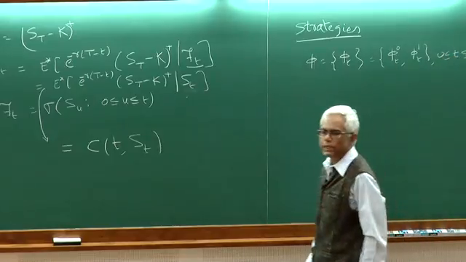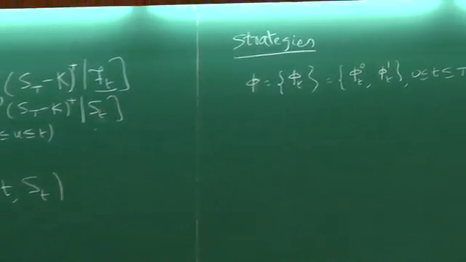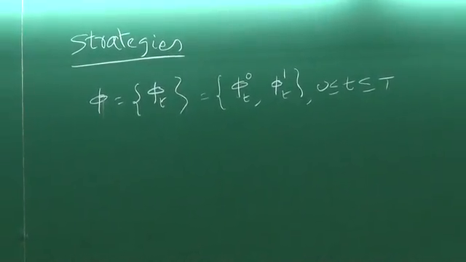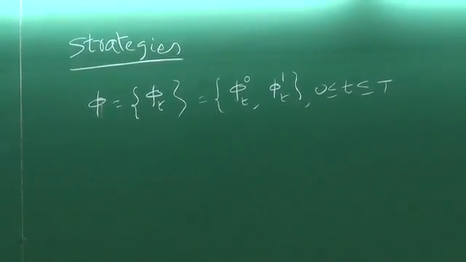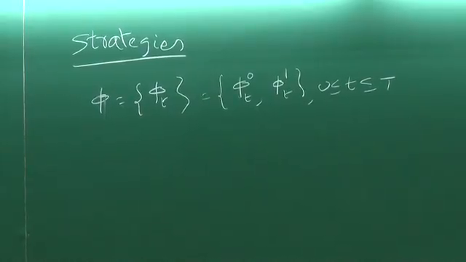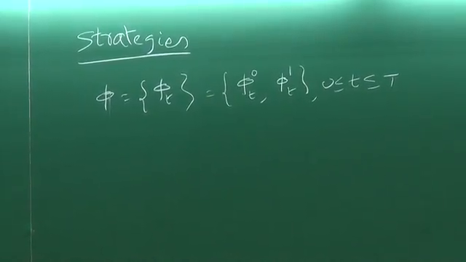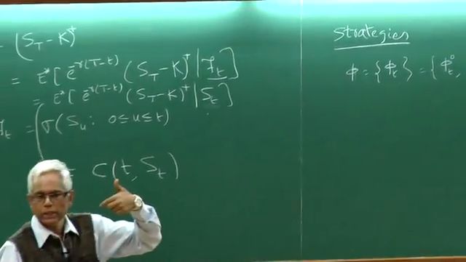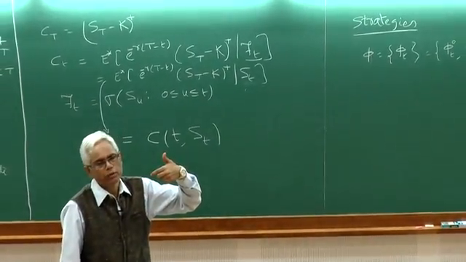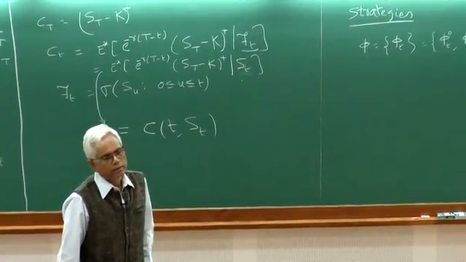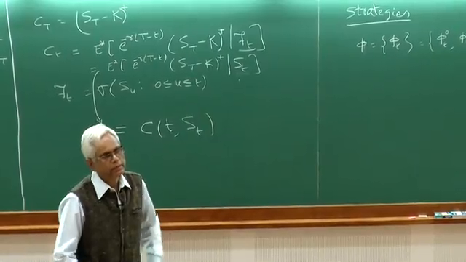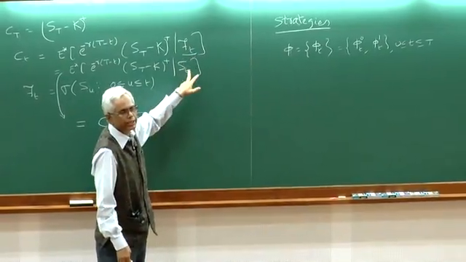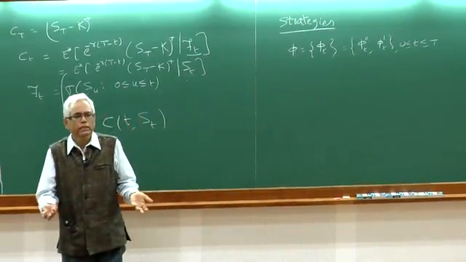What is phi 0 of t? The holding in the bond. And what is phi 1 of t? The holding in the stock. Same as before. Now we have said that the strategy must be predictable. That means in discrete time, phi of n must be measurable with respect to F n minus 1. Here, phi t is measurable with respect to what? Our given filtration is now F t, which is generated by S t. So how would you say that in continuous time?